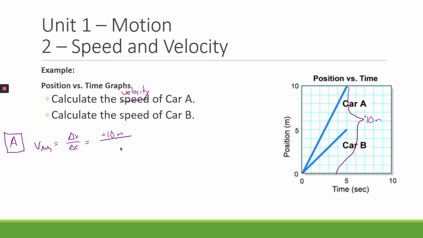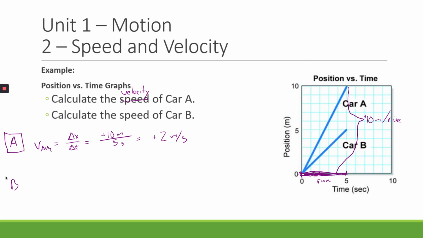How much time did it take? What is your run? This would be your run, right? Not getting better at drawing on the computer, by the way. Hopefully get better soon. So this would be your run. This is your rise, and this would be your run. So 0 to 5 seconds, that's your delta t. So 10 divided by 5 seconds, we get a positive 2 meters per second. So that is the velocity of car A.